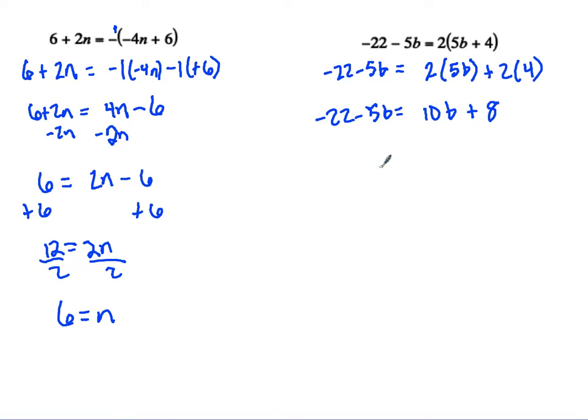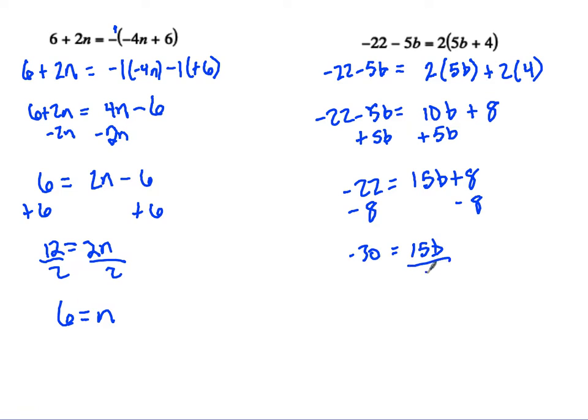All right. So now, would I rather add 5b or subtract 10b? Well, I believe I'll add 5b. Negative 22 equals 15b plus 8. Then I can subtract 8. Negative 22 minus 8 is negative 30 equals 15b. Divide by 15, so negative 2 equals b.